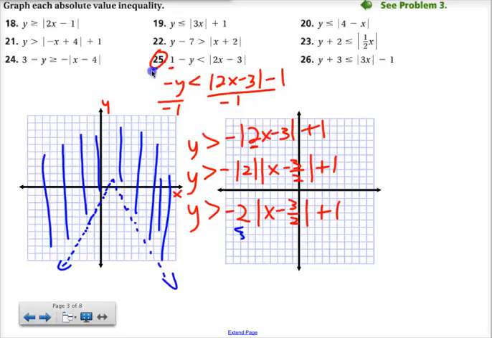So you can go back up to the original. 1 minus 0, is that less than the absolute value of 2 times 0 minus 3? Well, this says 1 is less than 3. Yes, that works. So that is the correct shading that we need there for number 25. And that's where I think I'm going to stop. I think with that, you'll be able to do number 24, at least I hope you will, and you'll be able to be successful with that.